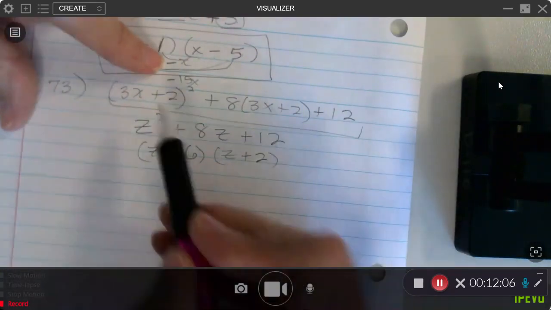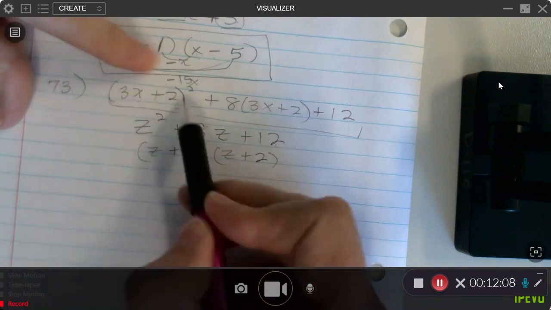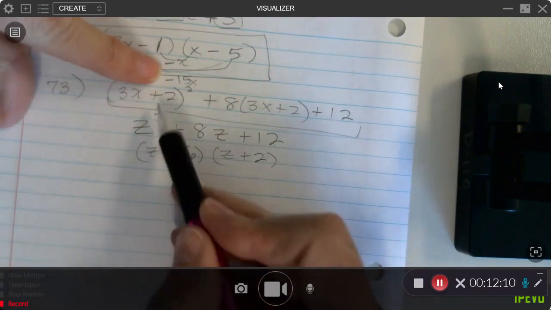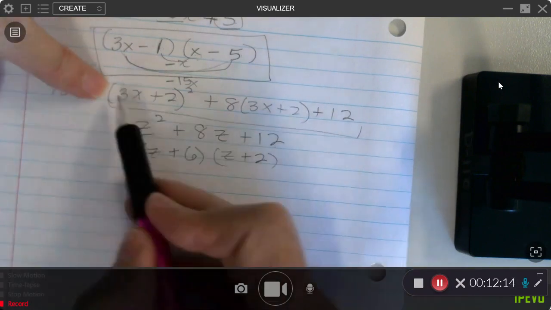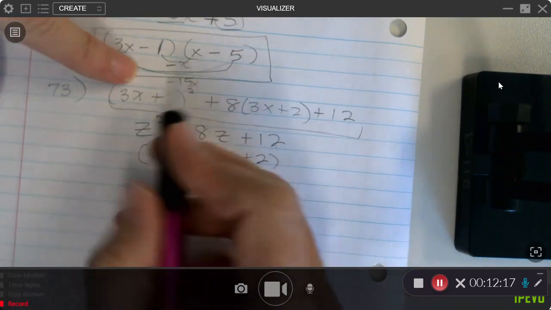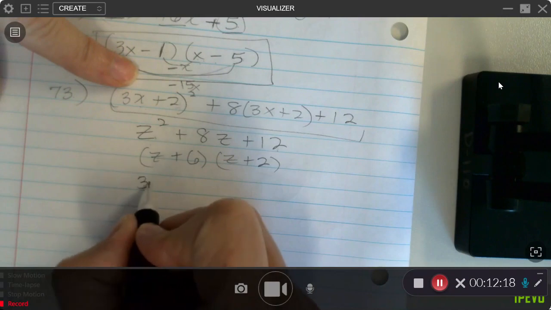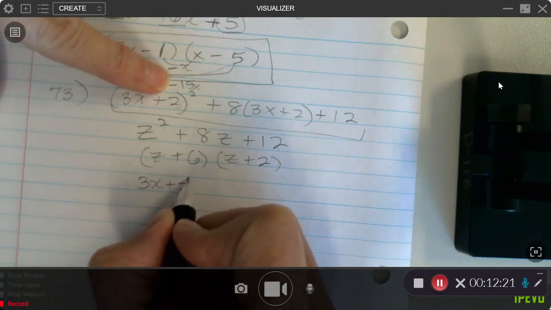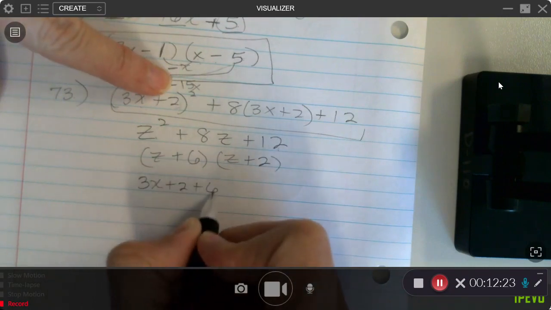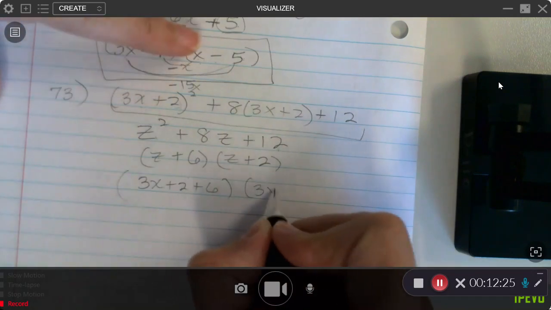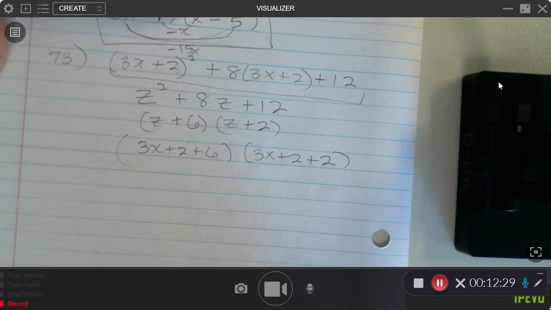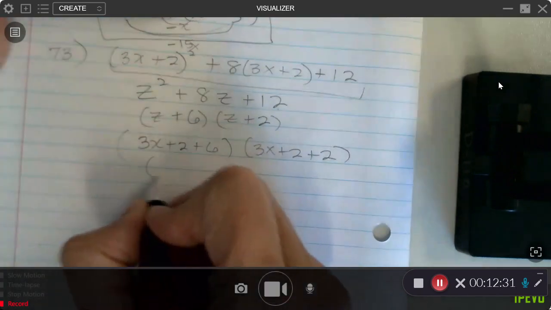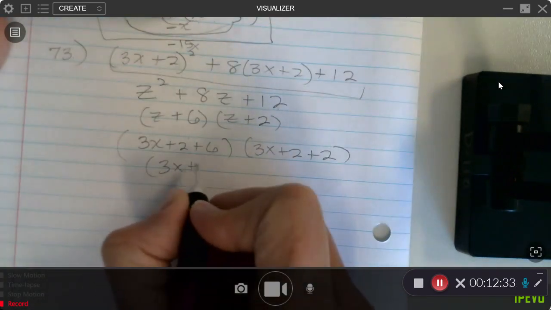It's just that this is a blob squared. If you want to use substitution, you can. And then at the very end, change that z back to what? 3x plus 2? And then one more step will make it look completely together, right?